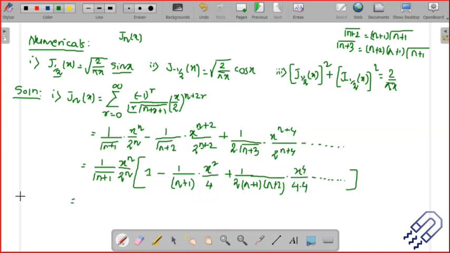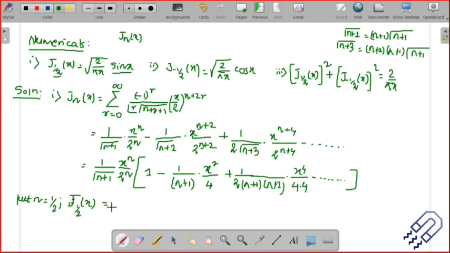That means in place of n I have to put half, so put n equal to half, right? In that way you actually get your value of Jn(x), and then this n will be replaced by half.